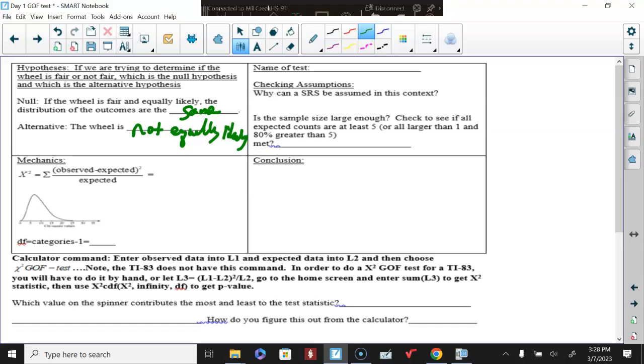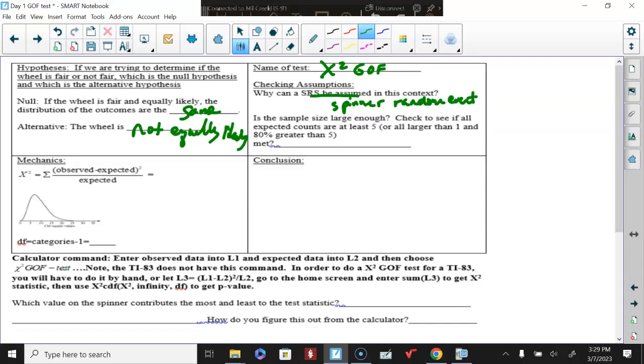Again, this is a chi-square goodness of fit test. And we're going to check our assumptions. Now, the first one is still a simple random sample. In this case, we're going to assume it in this context because if you play a game of chance, that usually involves spinners or dice, and those are usually considered to be random. And that's kind of what we're testing. So we're going to assume that we have a simple random sample because spinning a spinner is a random event.